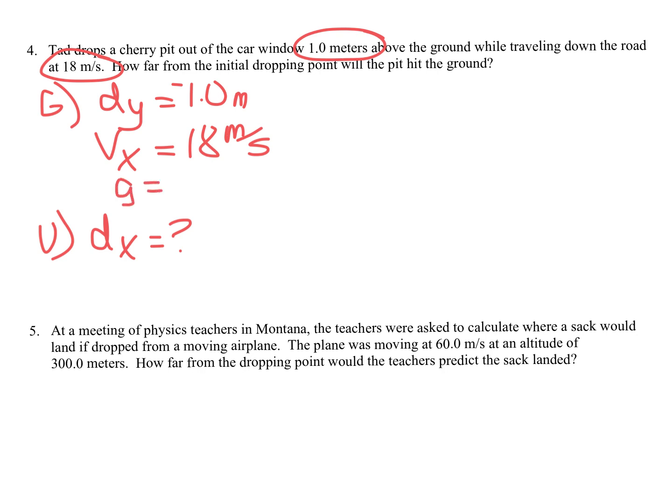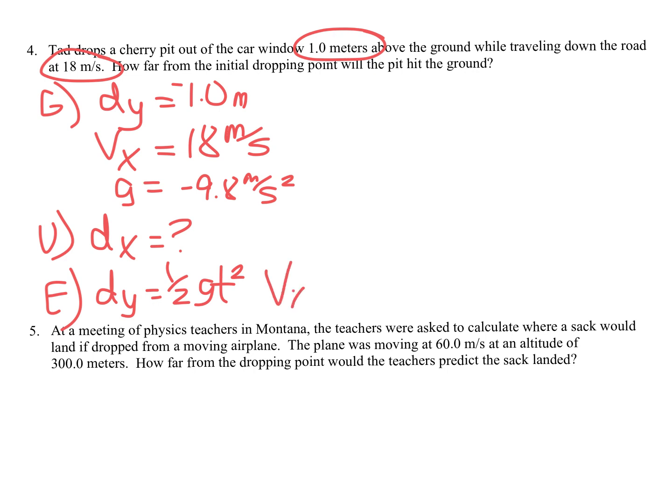Don't forget, we always know gravity is negative 9.8 meters per second squared, just in case we need it. And as you've probably figured out already, we can use both equations. The displacement in the y direction is always equal to 1/2 gravity times t squared, and the velocity in the x direction is always the displacement in the x direction divided by time. Now I know that I'm trying to solve for dx, so I need Vx and t. I have Vx, but I don't have t, so darn it, it looks like I'm going to need to use this equation, solve for t, to plug in there.